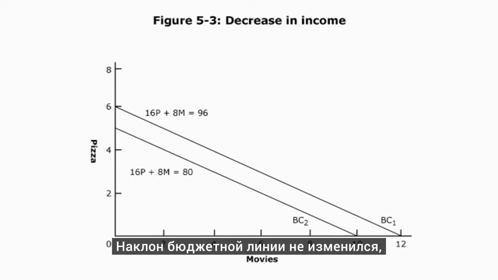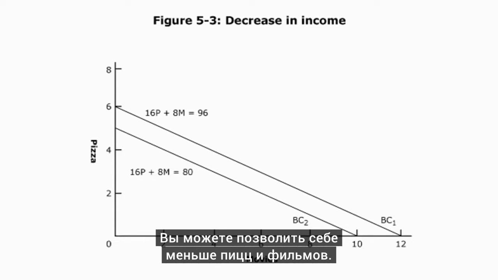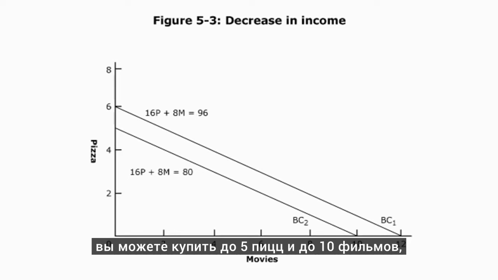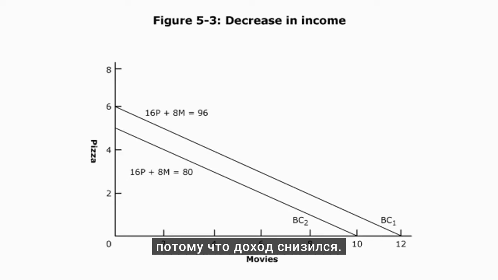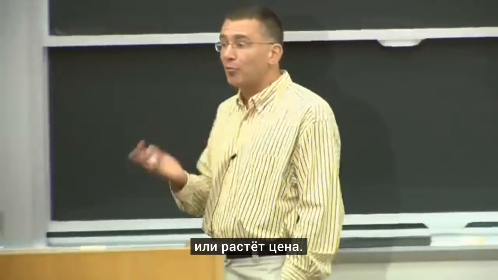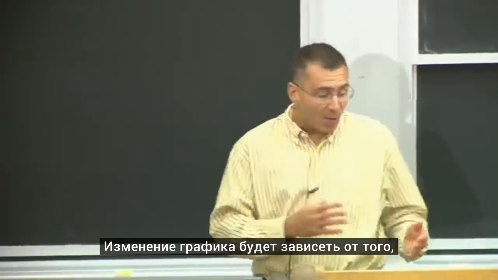The slope of the budget constraint is unchanged because prices haven't changed, but your opportunity set is once again restricted because you now have lower income. So you can now afford fewer pizzas and movies. Instead of being able to afford up to 6 pizzas and up to 12 movies, you can now only afford up to 5 pizzas and up to 10 movies, because your income has fallen. So once again, you're unambiguously worse off. Your opportunity set has contracted. So your opportunity set will contract whenever your income falls or whenever a price increases. And how it affects the graph will depend on whether it affects prices, which affects the slope, or just income, which affects the intercepts.